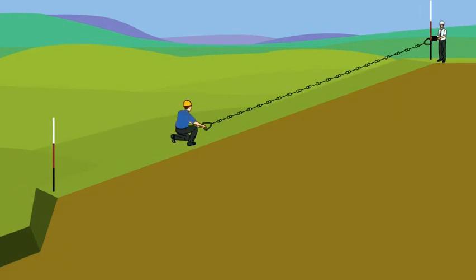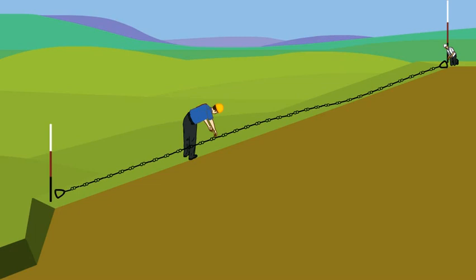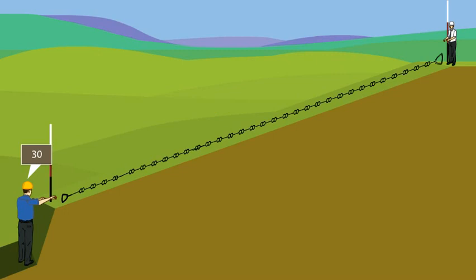You must then straighten it in the chain and move down the slope, keeping the count of the chain links. When you reach the bottom of the slope, hold the chain taut against the bottom of the lower ranging rod and call out the count of the links to the surveyor. Let him repeat the same. Let this length be known as L.